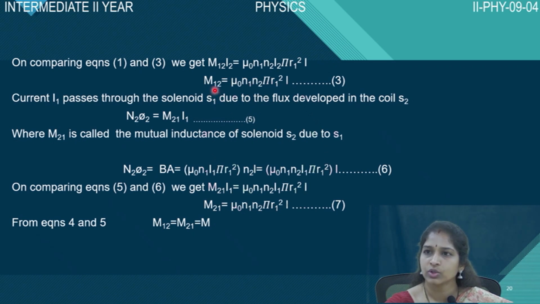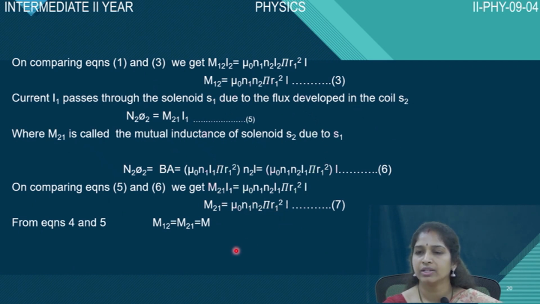See, if you look at equation 3 and equation 7, M12 is the mutual inductance of solenoid S1 due to solenoid S2, and M21 is the mutual inductance of solenoid S2 due to S1. Both are equal. You can see this is mu naught N1 N2 pi R1 square L, and this is also mu naught N1 N2 pi R1 square L. So we can write M12, the mutual inductance of solenoid S1 due to S2, equals M21, the mutual inductance of solenoid S2 due to S1. As both are equal, we can take it as M. So what is the expression for the mutual inductance of a solenoid? It is mu naught N1 N2, and this area in general we can write as pi R square L. So this is the expression for the mutual inductance of a solenoid.